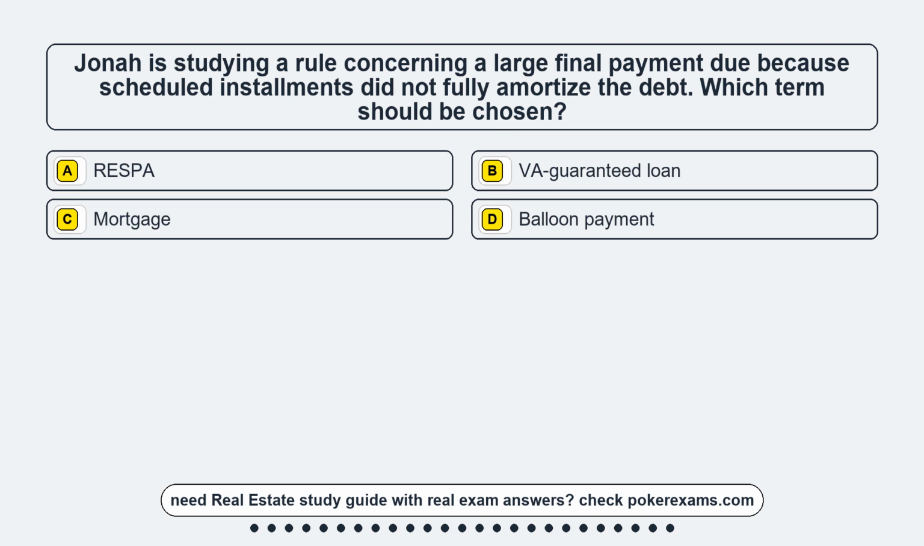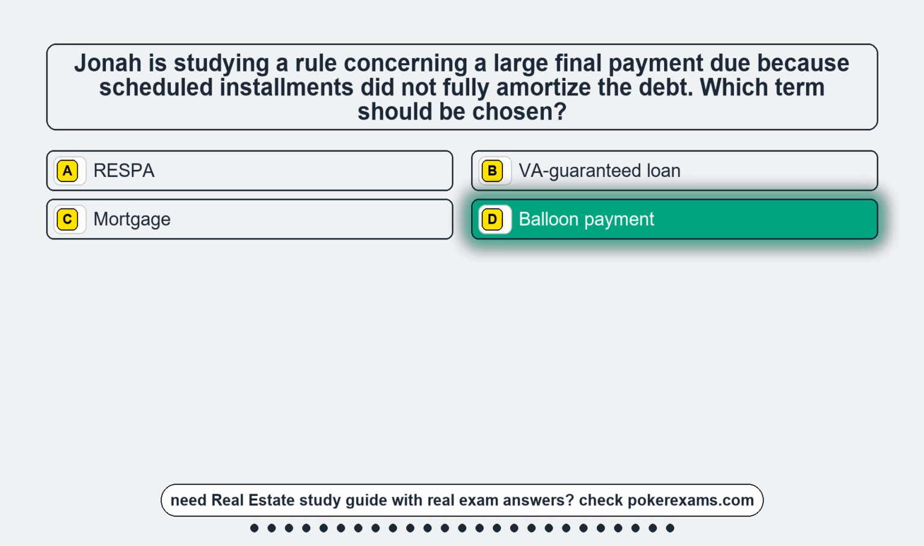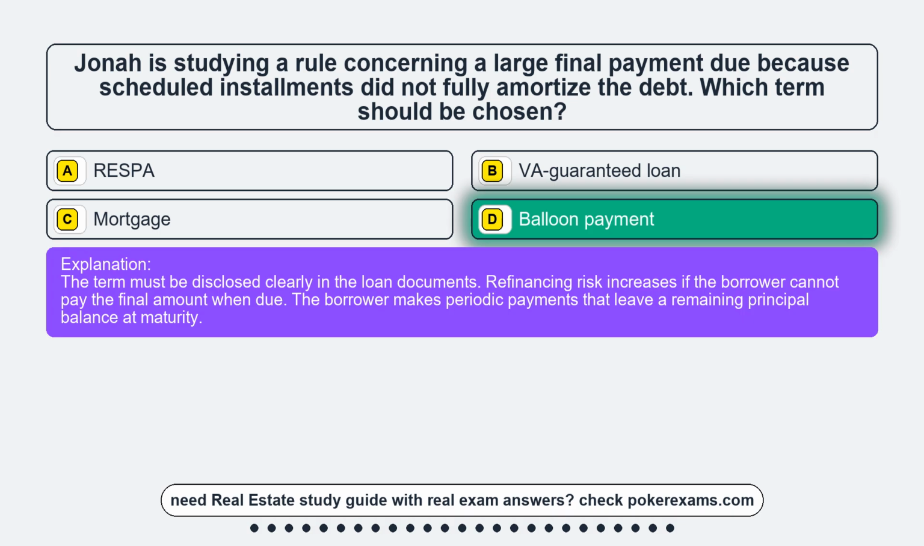Question 16. Jonah is studying a rule concerning a large final payment due because scheduled installments did not fully amortize the debt. Which term should be chosen? Option A, RESPA. Option B, a VA-guaranteed loan. Option C, mortgage. Option D, balloon payment. The correct answer is option D, balloon payment. The term must be disclosed clearly in the loan documents.